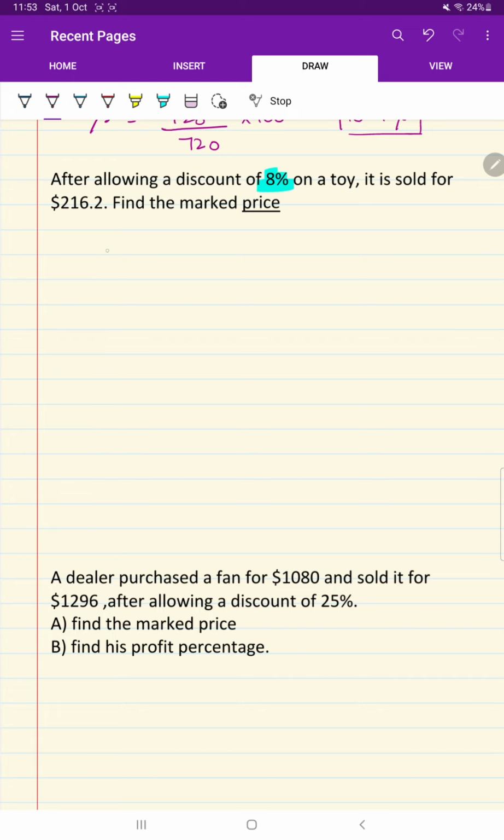Let's put down the data. Marked price, discount, sale price. Okay, I have to find the marked price. Let's put it X.